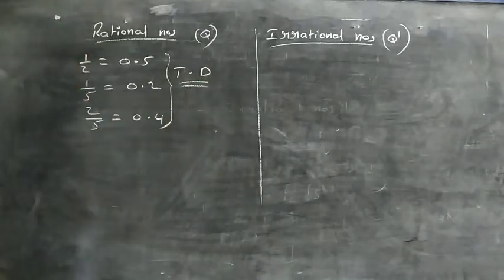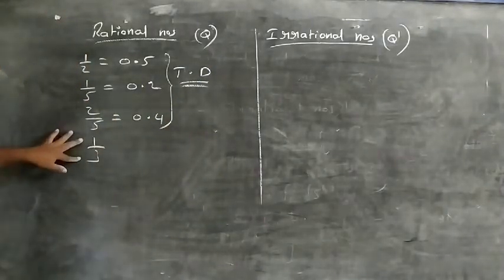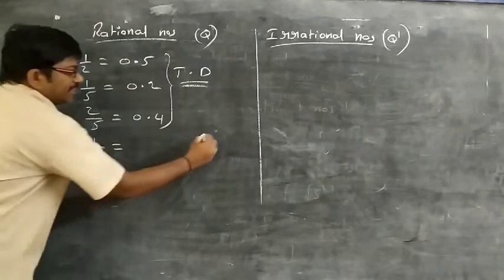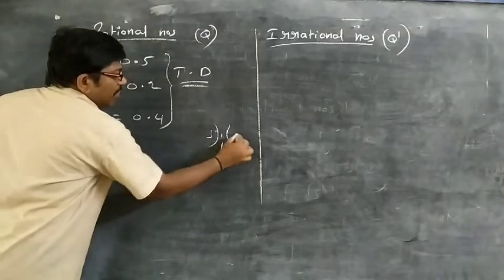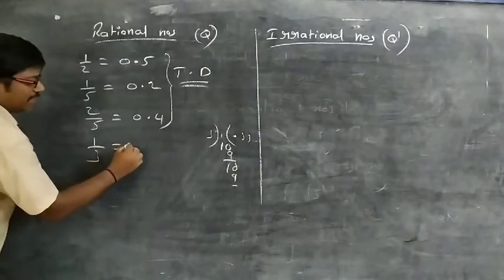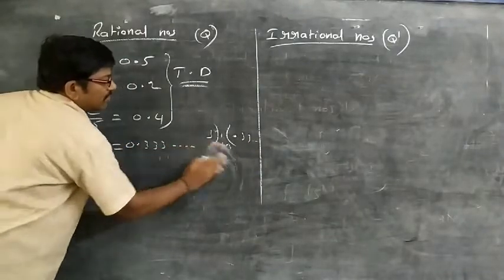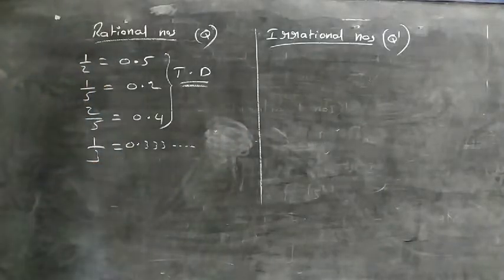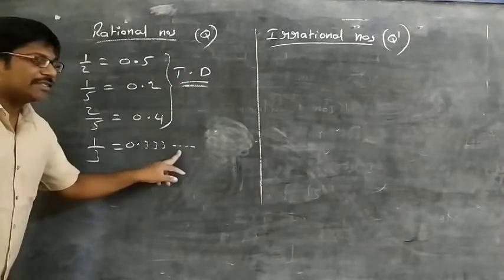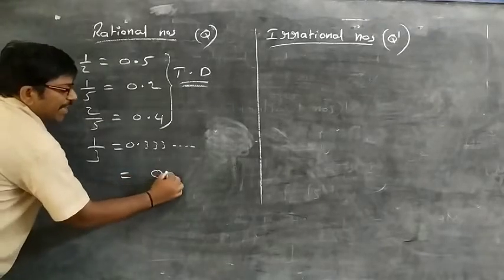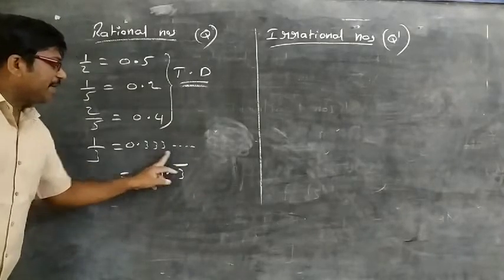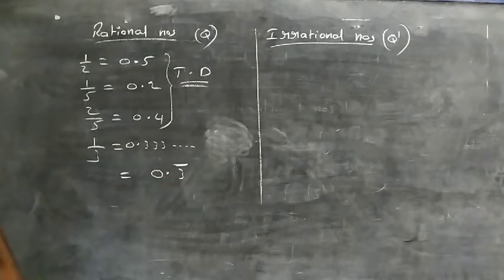Next, 1 by 3. It is also a rational number which is in p by q form. Its decimal form, after dividing 1 with 3: put the decimal point, 0. 3 3s are 9, remainder 1, 0, 3 3s are 9. So it is going on endlessly. Its value is 0.333 and so on. So it is a non-terminating, repeating decimal. It does not stop and keeps repeating, 0.3333, like this. It can be written as 0.3 bar. Using the bar, 3 bar means 3 is the repeated digit. It is a non-terminating, repeating decimal.